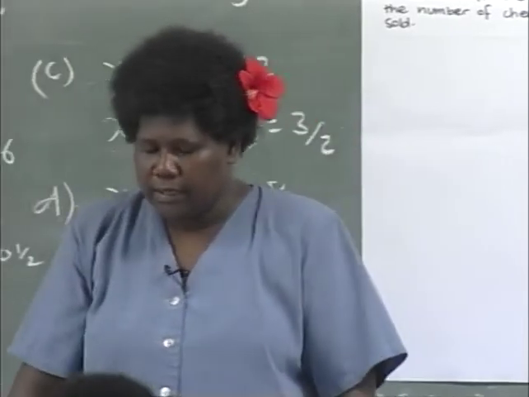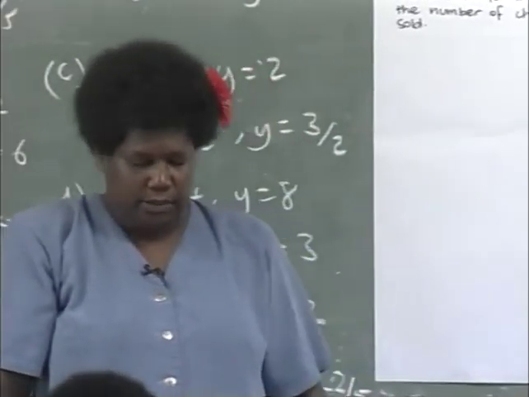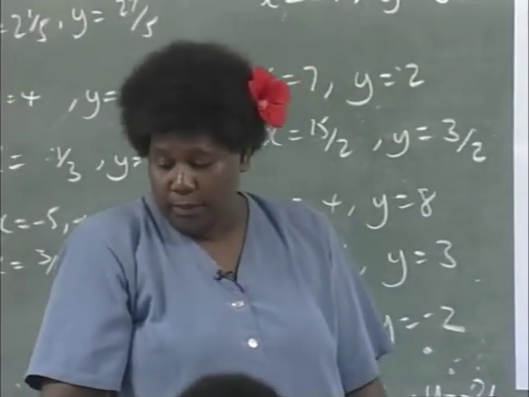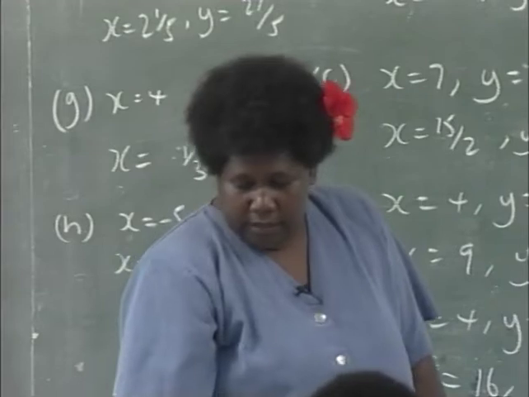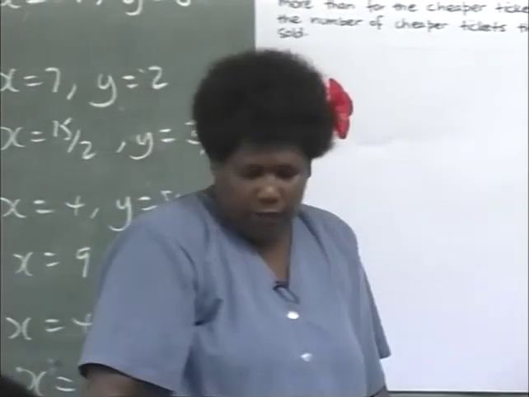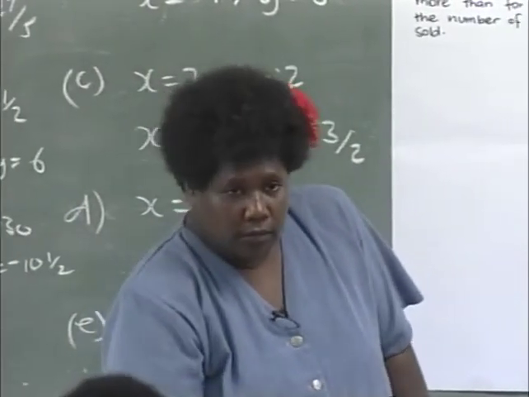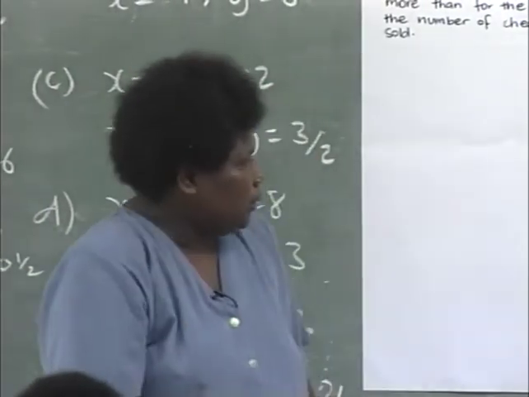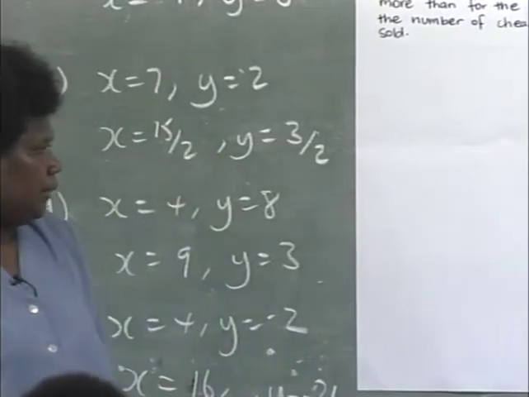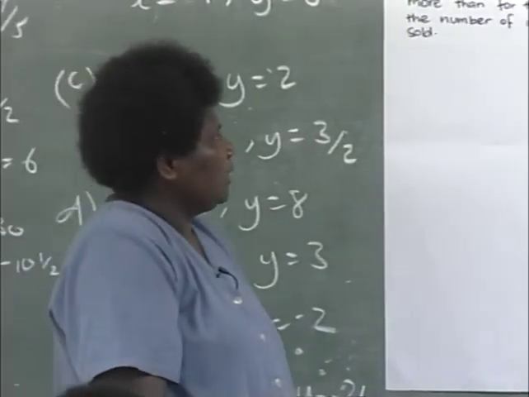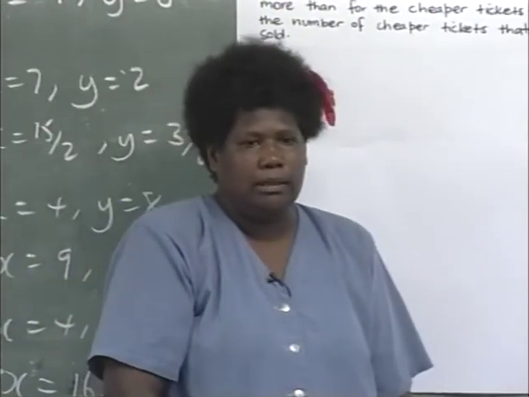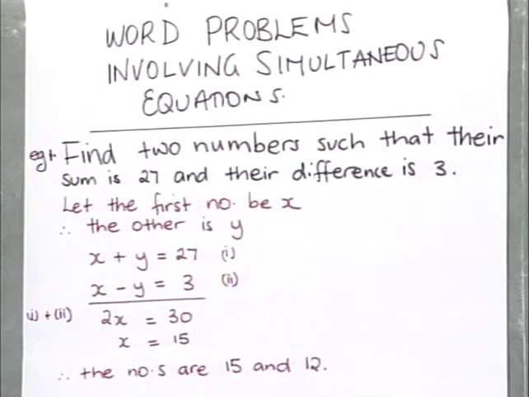All right, then the next thing we'll look at is solving simultaneous equations. Sorry, word problems involving simultaneous equations. I have 3 questions on the board. I've done question 1. We'll do question 2 together, and then you will do question 3. All right, question 1 says, find 2 numbers such that their sum is 27 and their difference is 3.